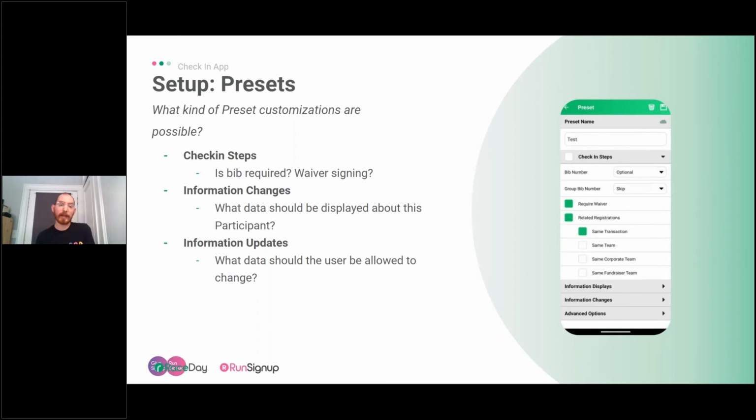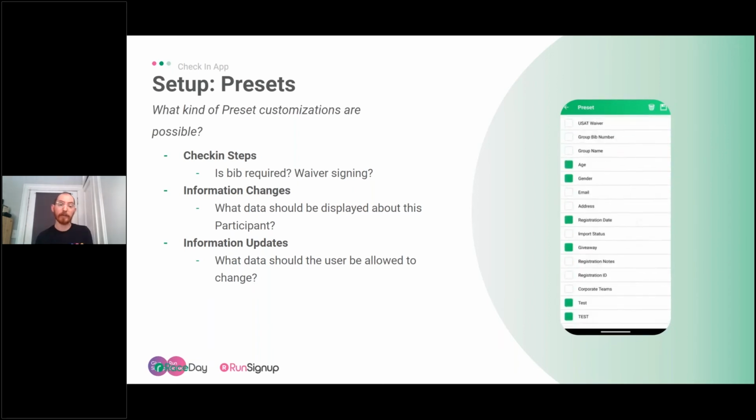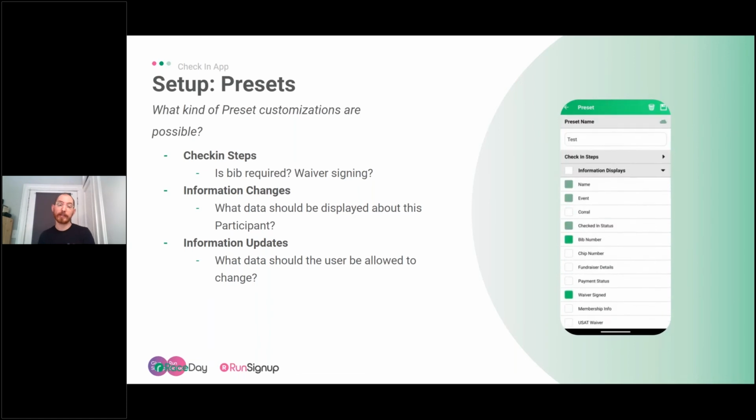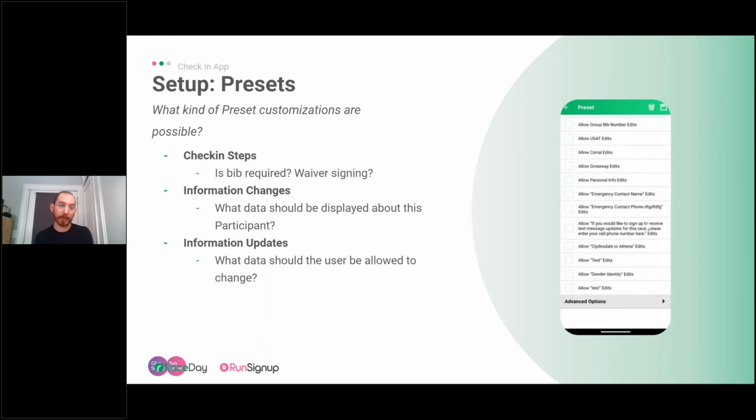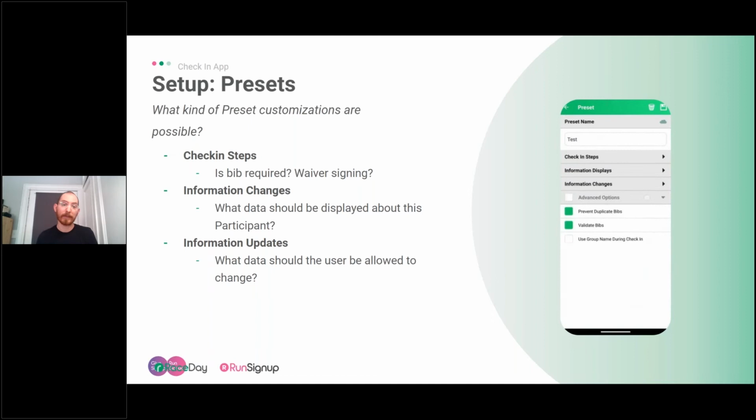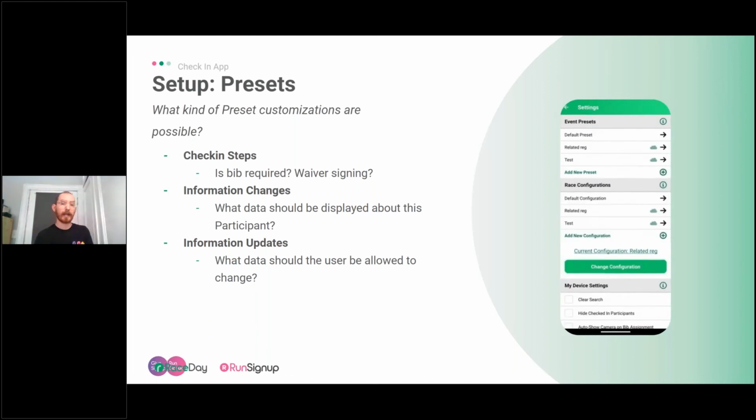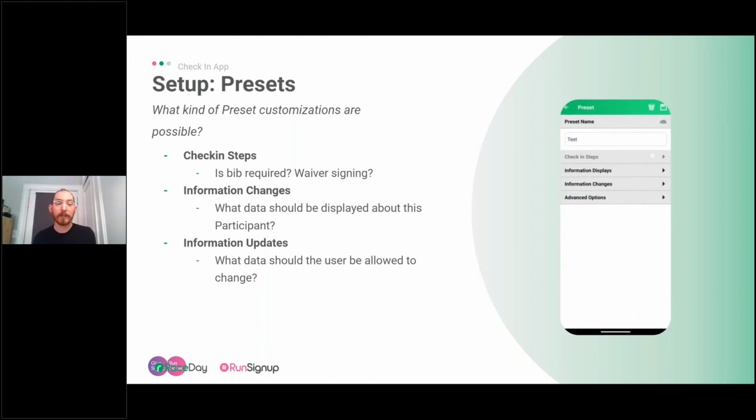Waiver signing may or may not be applicable to you. It would really only be necessary if you had a lot of entries that were done offline, you imported them to RunSignup, and you want to make sure that you get the waiver signing done in the app. You can do that right here.